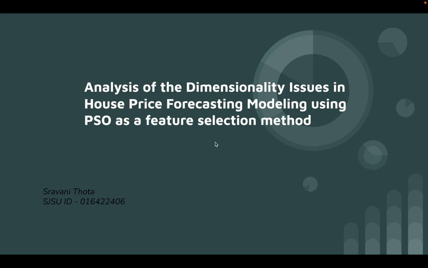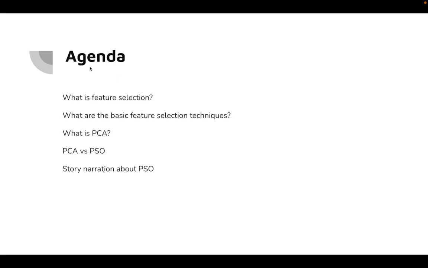The main agenda of this presentation is: first we'll see what a feature selection is and what the basic feature selection techniques are, and what PCA is and what the difference between PCA and PSO is. PSO stands for particle swarm optimization, and we'll look at the basic inspiration behind this particle swarm optimization algorithm. So first, let's see what feature selection is and why it is used.